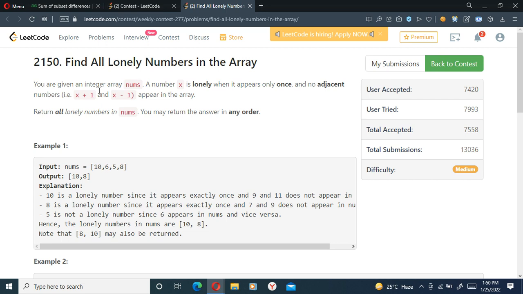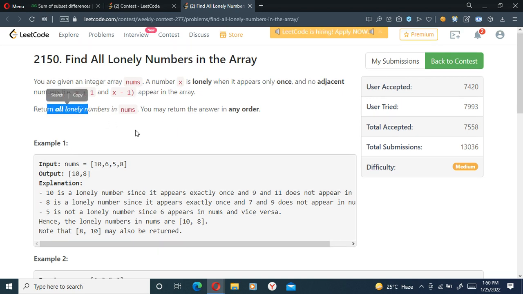Let's do the next problem, that is find all lonely numbers in the array. You are given an integer array nums. A number x is lonely when it appears only once, and no adjacent number, that is x plus 1 and x minus 1, appear in the array. Return all lonely numbers. By x plus 1 and x minus 1, do I mean the x plus 1th value and x minus 1th value? Return all the lonely numbers. You can return in any order.